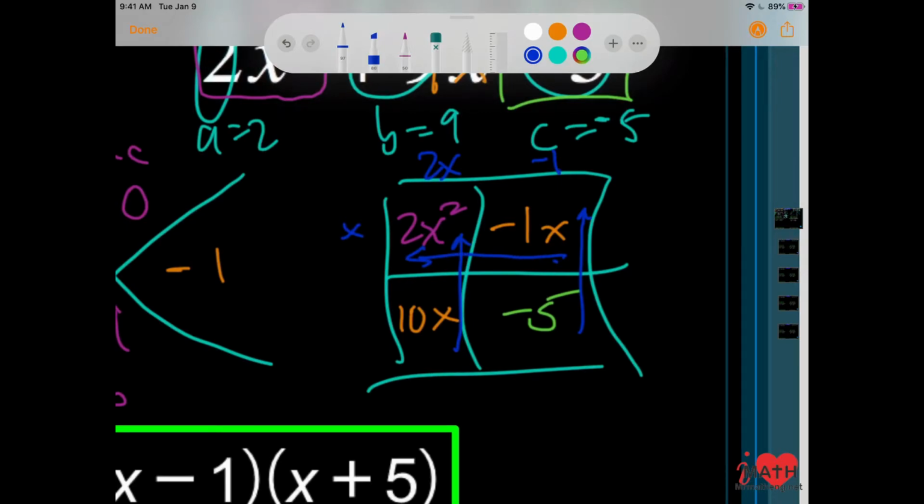Remember, the common mistake is switching these two, so if you need to, you can switch those, but they're correct right now. And then going in this direction, it is a 5, which is positive. And then you can always check your answer. 2x times x gives you 2x squared.